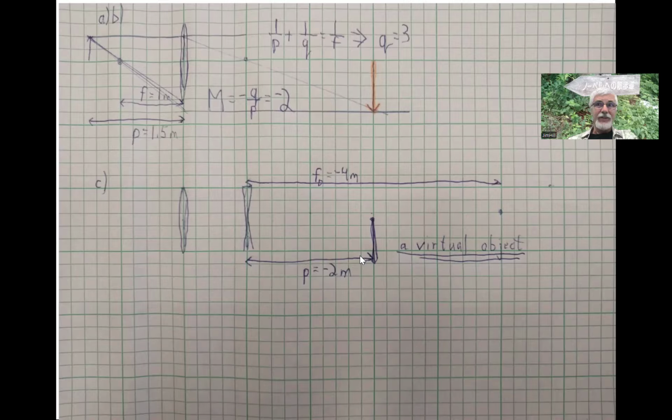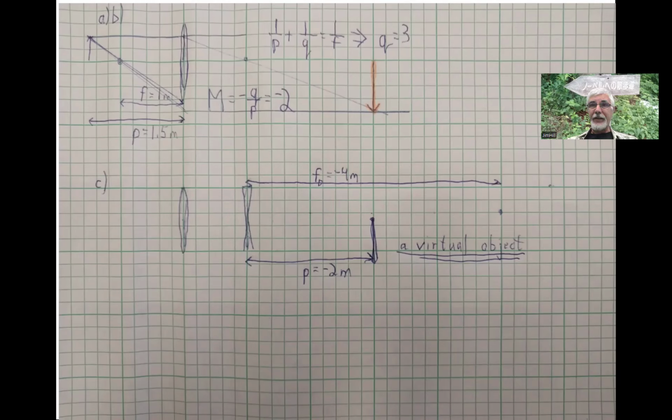Now it's on the wrong side of the lens, which makes it a virtual object. You're used to having real objects viewed in diverging lenses making virtual images. This is a case where I've got a virtual object, and I did refer to that in class and talked through, without working the algebra, a couple of examples. A virtual object can give you a real image.